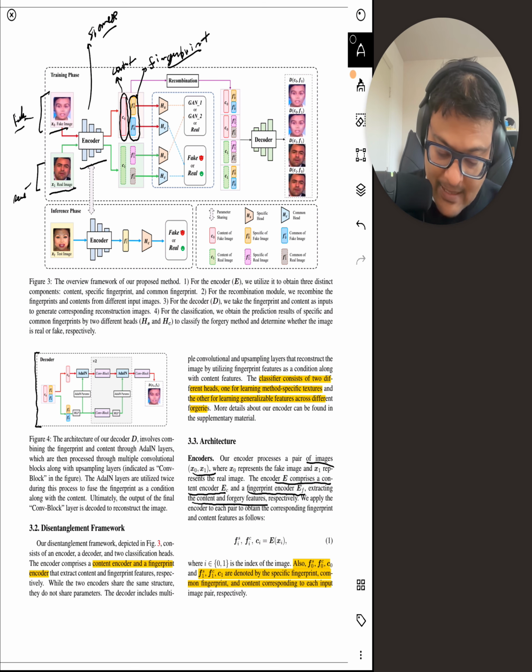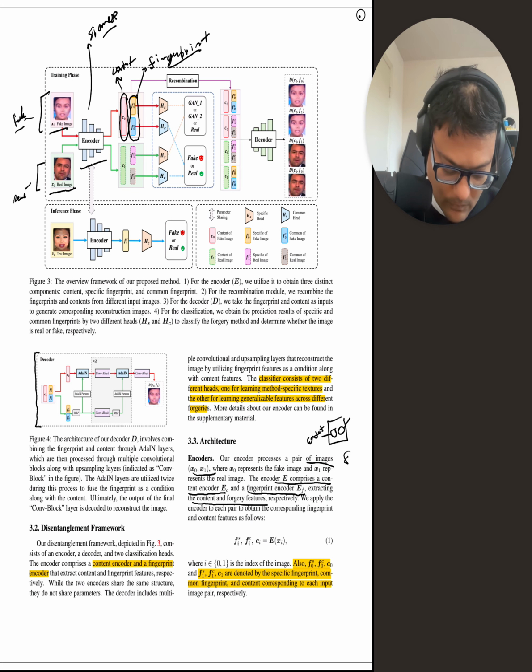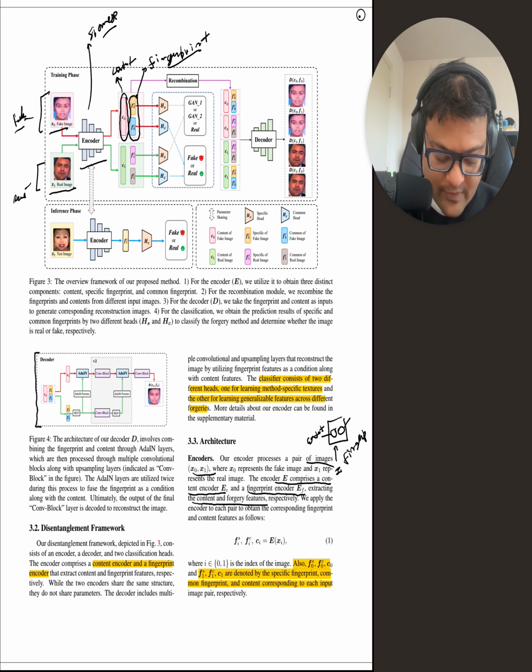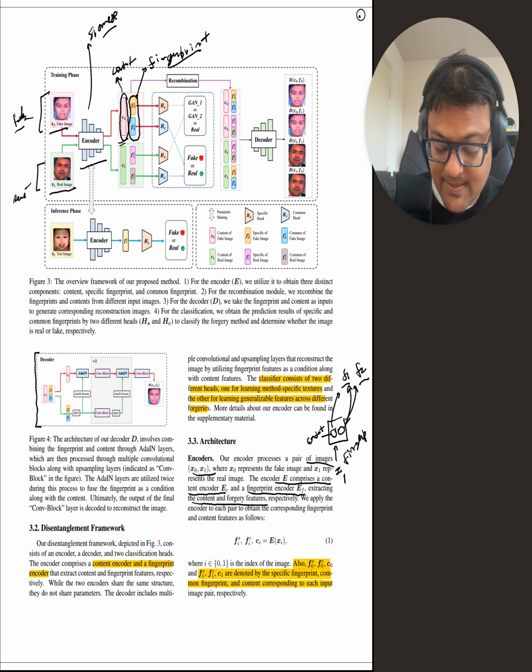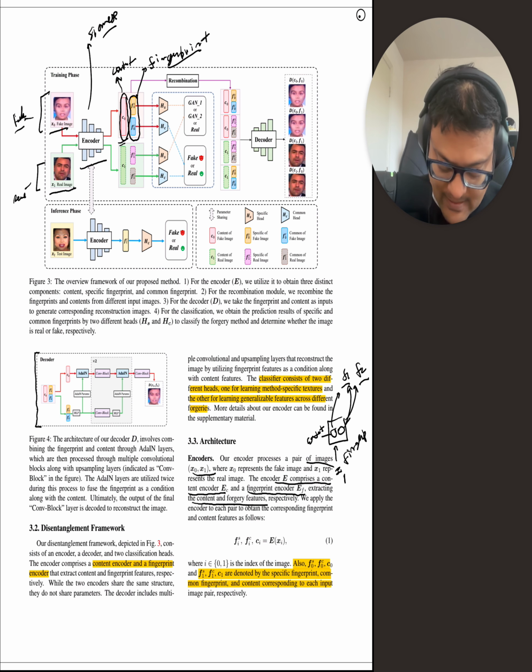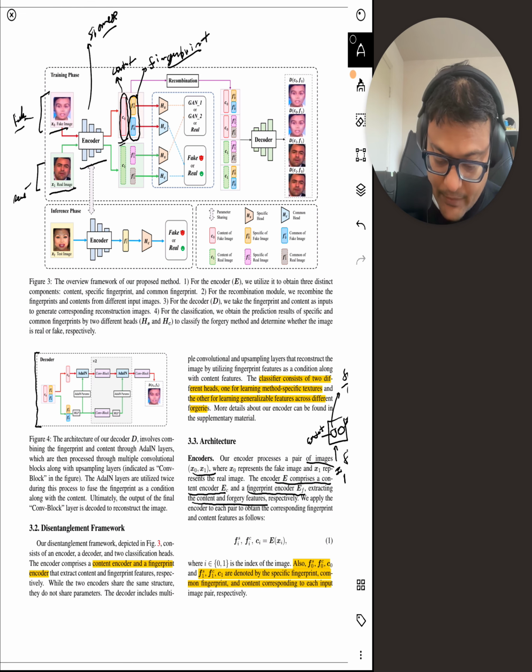So the key point is that their encoder can be partitioned into two parts. One is a content encoder and one is a fingerprint encoder. Once you feed your image to it, let's say you just fed one image, it will predict a content feature C naught, and it will predict these two fake features, F1 and F2, which are the fingerprint features in our case. Okay, and so that is the architecture of the encoder.